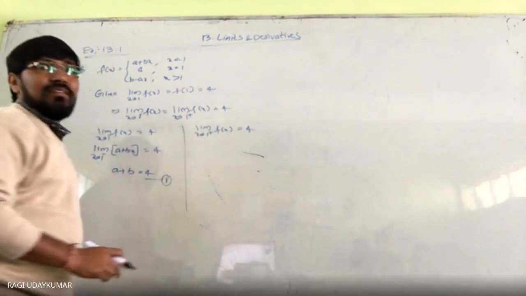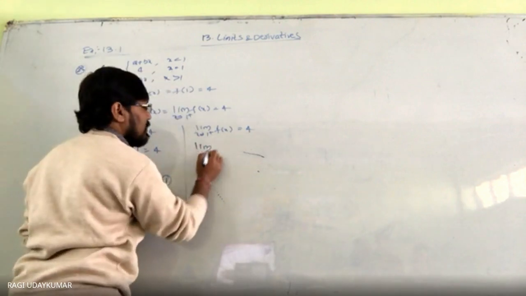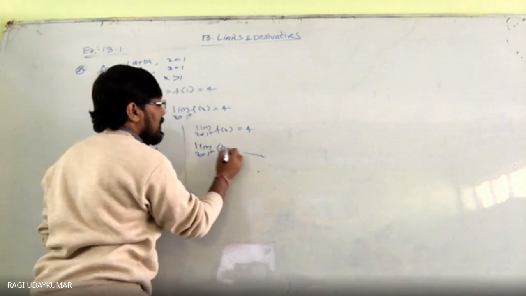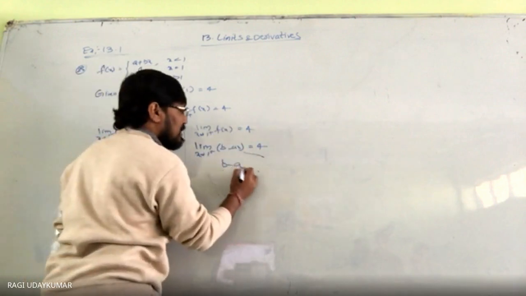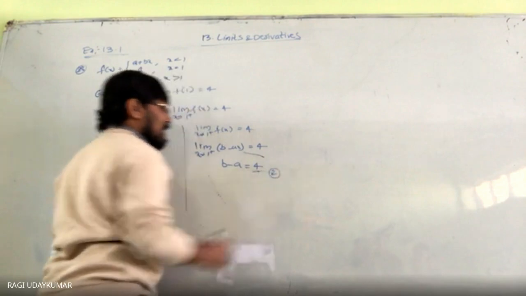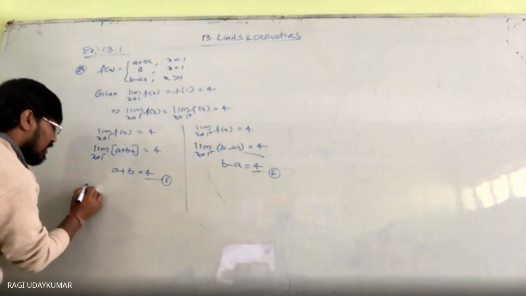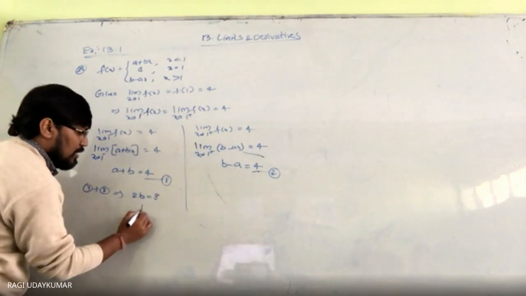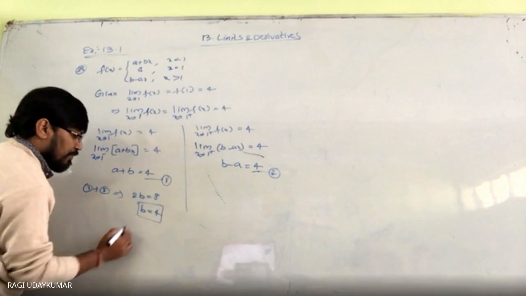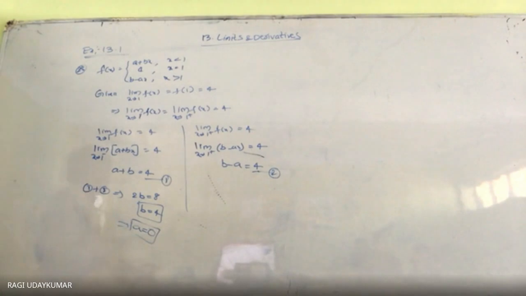For 1 plus, x is more than 1, so the function will be taken as b - ax equal to 4. Substitute 1, b - a = 4. That is the second equation. Add 1 and 2. These are linear equations in two variables. So adding 1 and 2, a cancels, 2b = 8, b = 4. This implies that a = 0. A can be 0. You were asked to find the values of a and b.